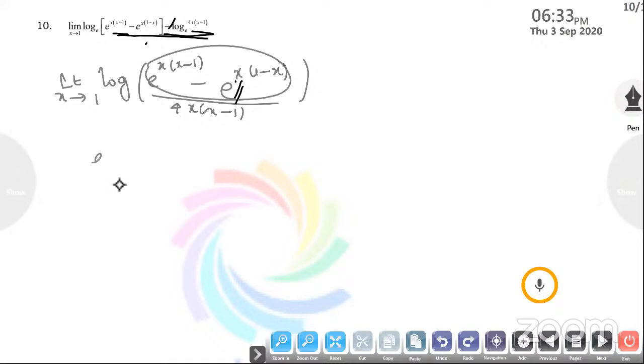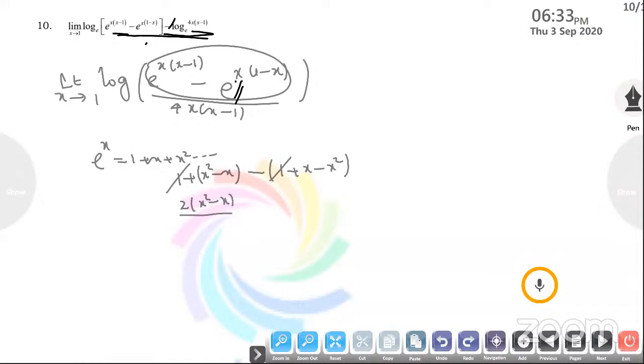All of us know that the e^x expansion is 1 plus x plus etc. It is valid for everything, but generally used for smaller values. If we go with the expansion, we get 1 plus x squared minus x minus 1 plus x minus x squared. See, 1 gets cancelled. So 2 times (x squared minus x) approximately. In the denominator, 4 times (x squared minus x). Both get cancelled, leftover is 1 by 2.